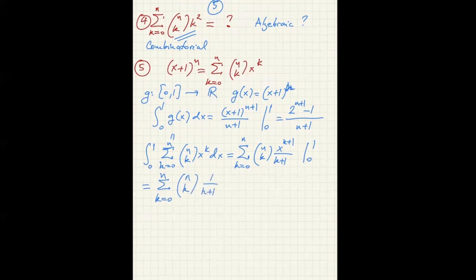So basically what we proved is this maybe strange looking identity: the summation from k equals 0 to n of n choose k times 1 over k plus 1 equals (2 to the n plus 1 minus 1) over n plus 1. You can prove this identity in different ways, actually in another algebraic way, but this gives you a quick, neat way to get the identity. Let me give you another one.